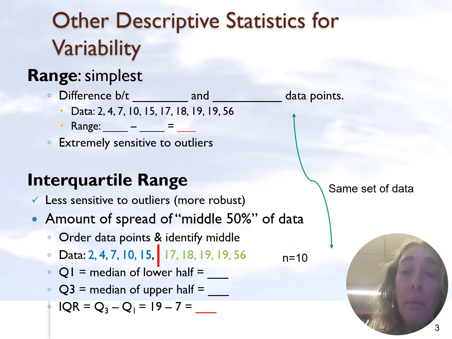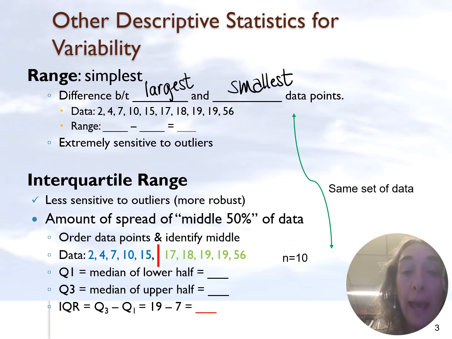Okay, you've probably heard of the range before. It's actually the simplest of the statistics for variability. It's defined as the difference between the largest and the smallest data points in a set of data that you might have.